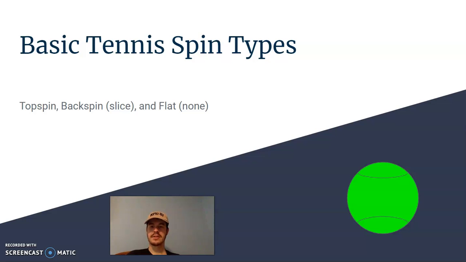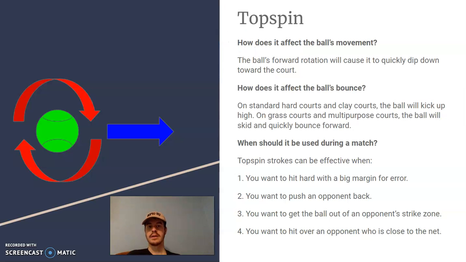In this lesson, we're going to be talking about basic tennis spin types, which will include topspin, backspin, and flat. Flat essentially means no spin. The first one we're going to cover is topspin.